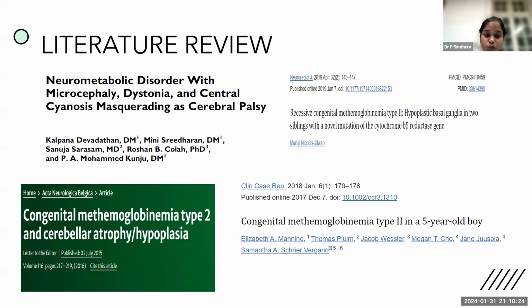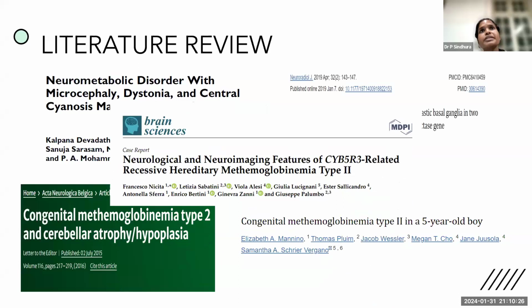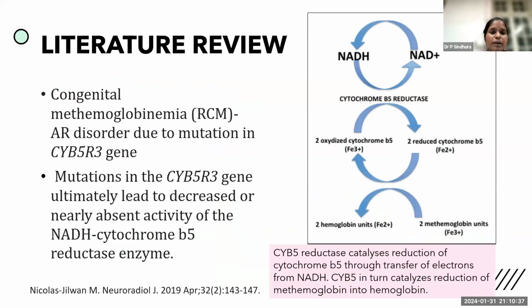Coming to the literature review, initially we thought there were not many associations, but then we realized that there are so many cases presenting with methemoglobinemia and neurological manifestations. This is the paper which we could find, where they have collected all the 50 cases of methemoglobinemia with neurological manifestations and presented them. So coming to the literature, some basic things.